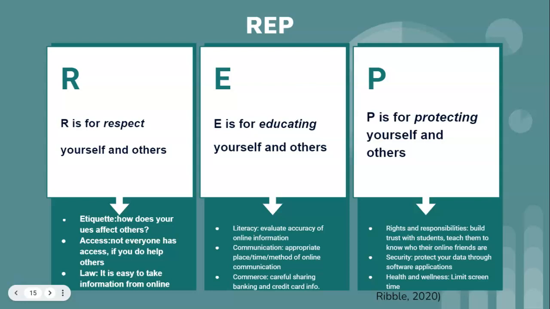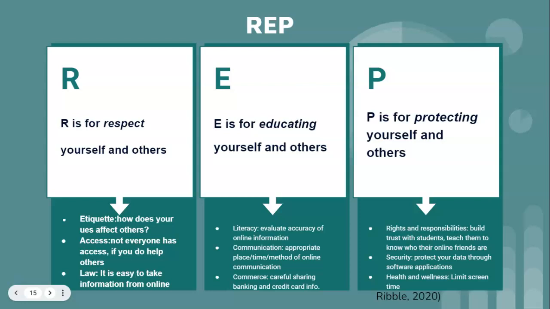E is for educating yourself and others. Evaluate accuracy of online information. Provide communication with appropriate place, time, and method for online communication, and make sure that our students are aware that they need to be very careful when sharing banking and credit card information.